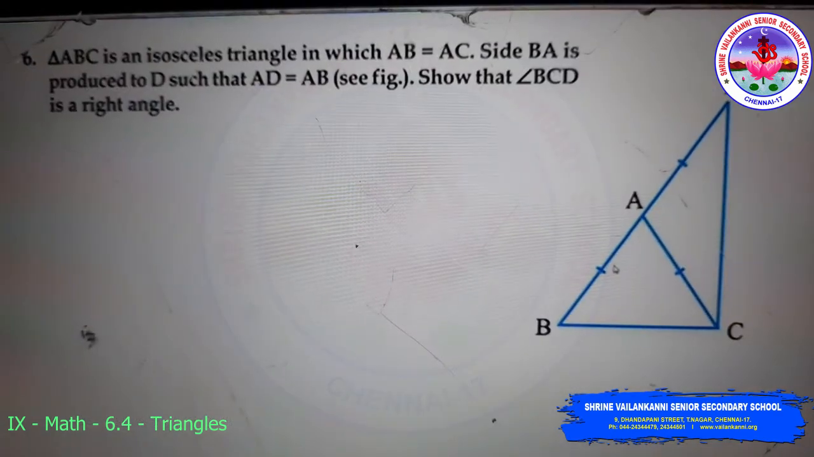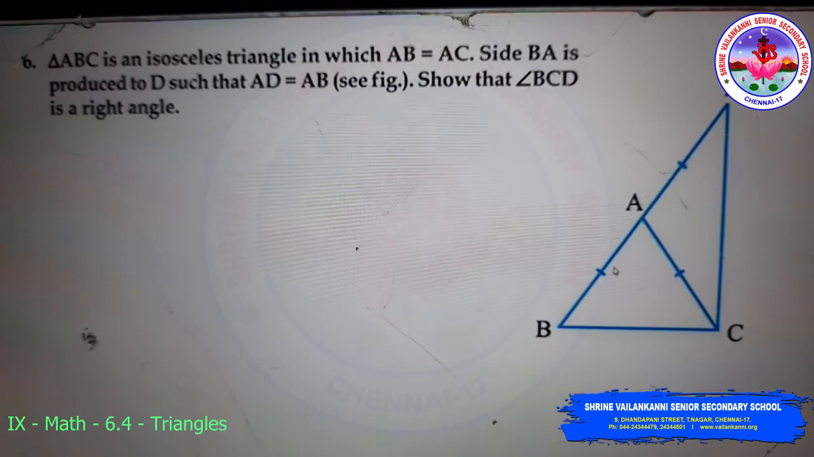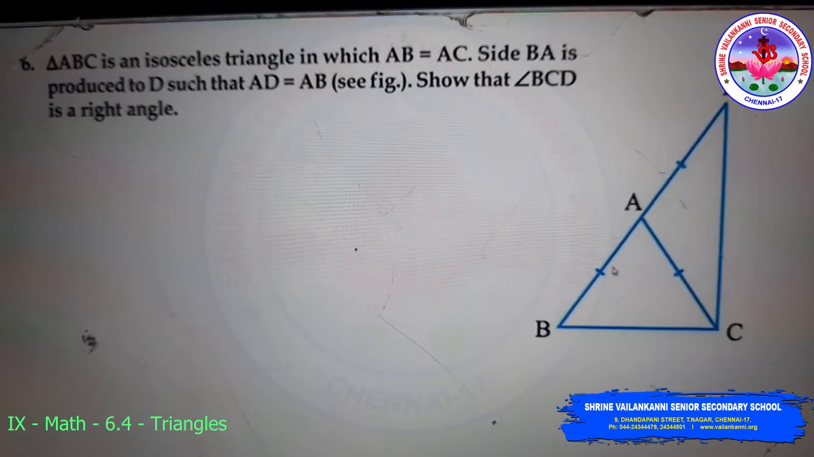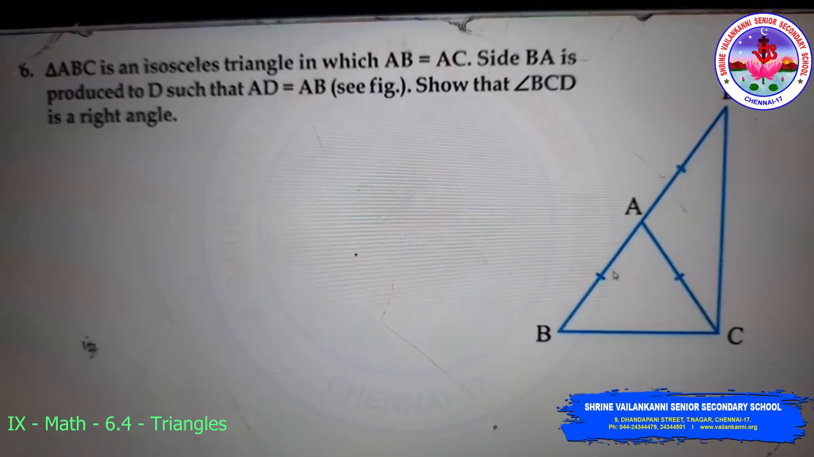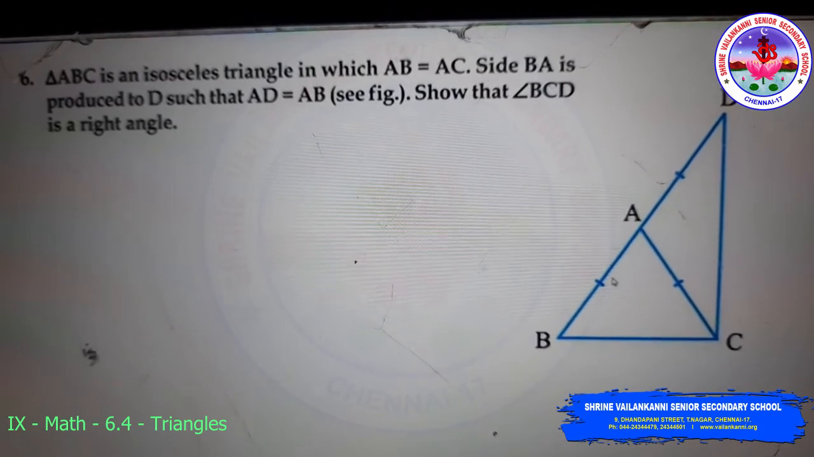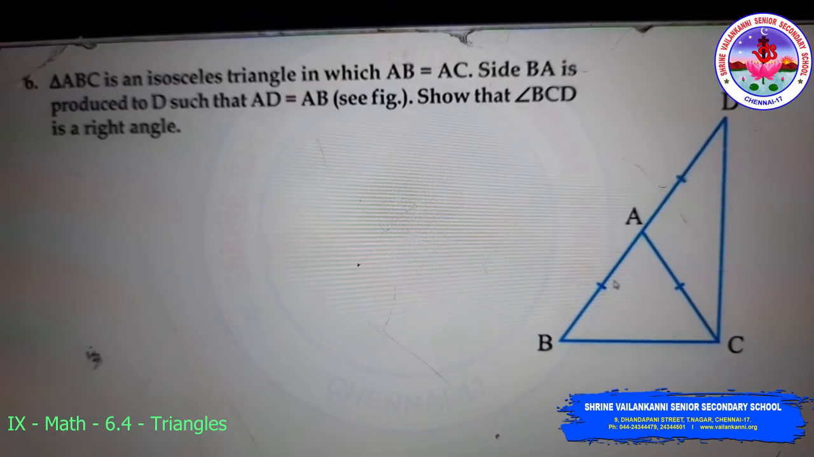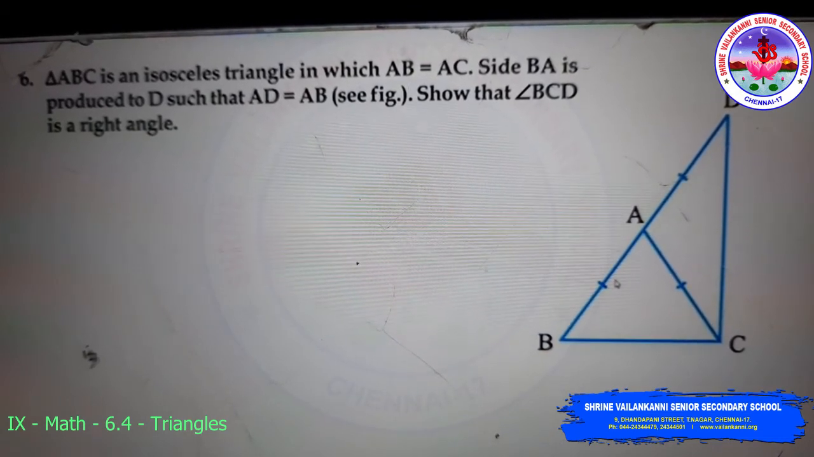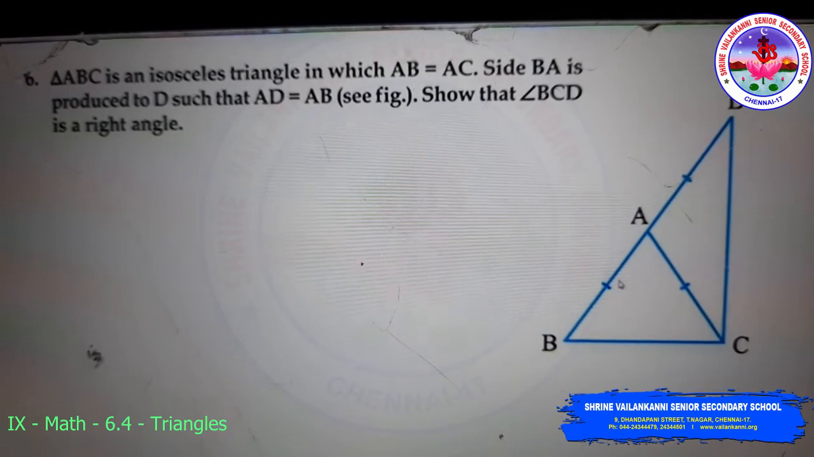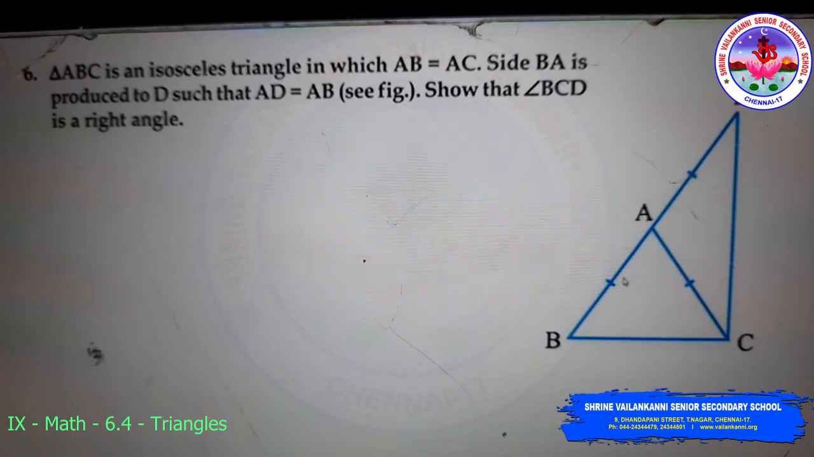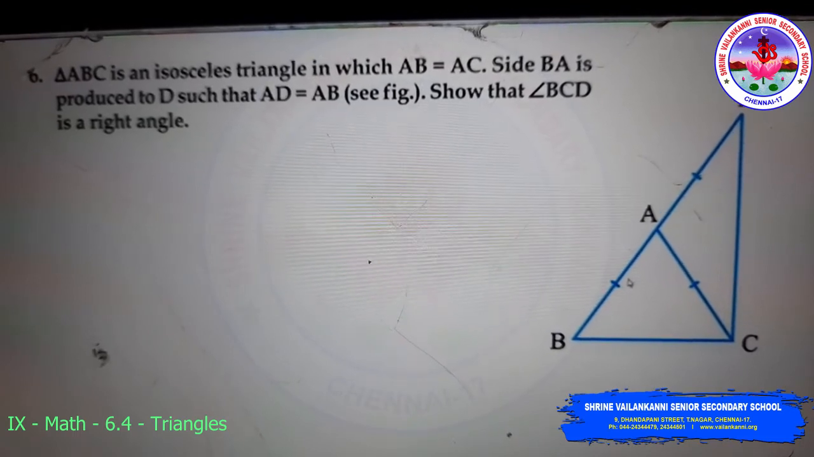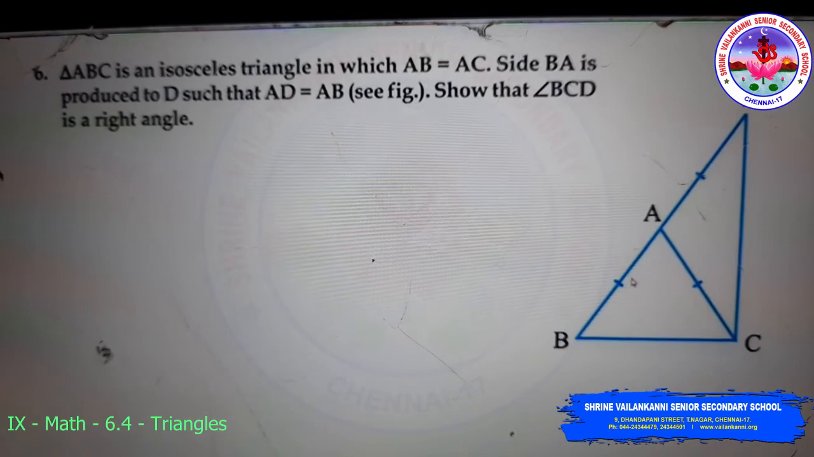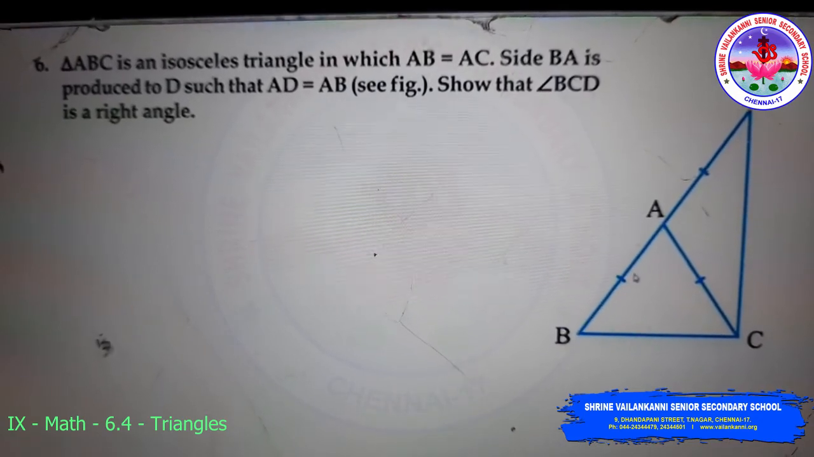This is the next problem. Triangle ABC is an isosceles triangle in which AB is equal to AC. Side BA is produced to D such that AD is equal to AB. Show that angle BCD is a right angle. He has given the figure where ABC is an isosceles triangle and AB is extended to D such that AD is equal to AB. We want to show that angle BCD is a right angle.